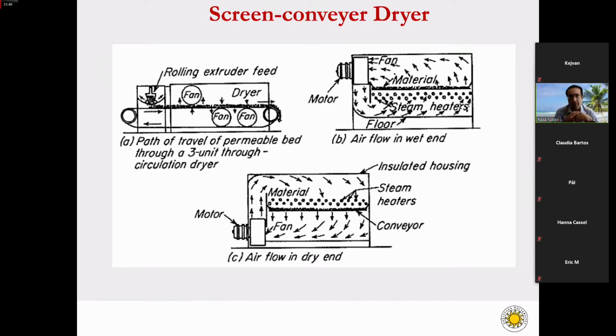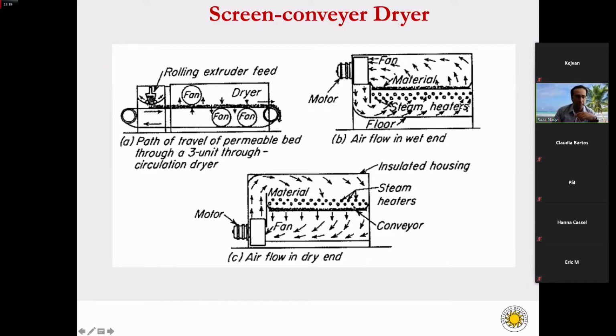Another type is the screen conveyor dryer. In this type of dryer, we put our material onto a conveyor belt, and then we use fans at different places inside the dryer, and we allow the air to pass through the cross section of the conveyor belt, so it passes through the wet material in order to achieve good mixing or good contact between the wet solid material and the air. So by using a conveyor belt, we keep on drying our material. We enter our wet material here, and after drying, we take out our material from the other side.